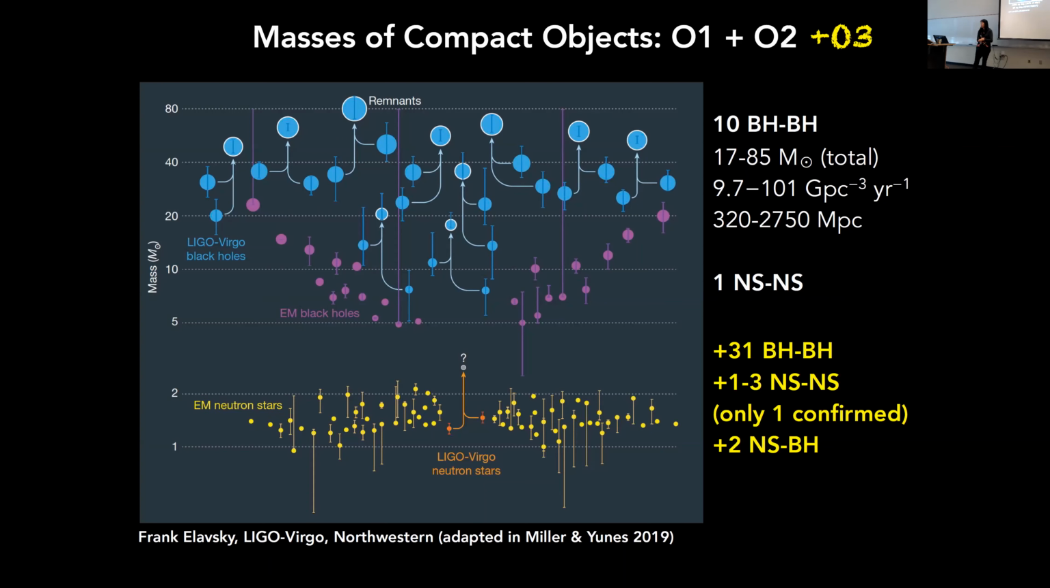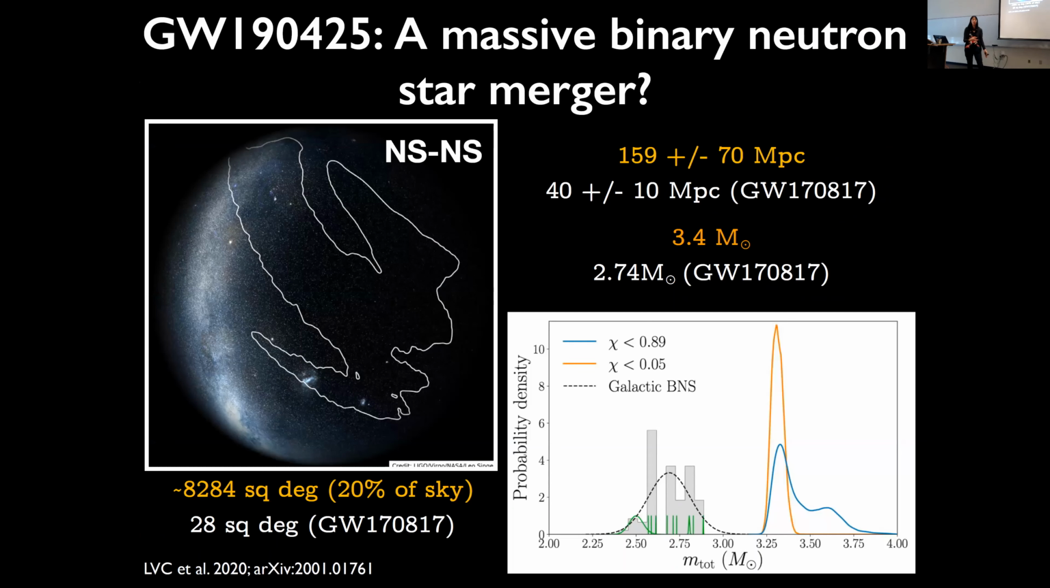The big result from last week was 190425, the second binary neutron star merger. Unfortunately, it was a single detector event, so it covered 20% of the sky. That made it basically impossible to get any meaningful electromagnetic follow-up, compared to the 28 square degree localization of 170817. This is essentially one of the lobes of the sky map imprinted on a sphere. It was also several times more distant: compared to the 40 megaparsec distance of 170817, it was 160.